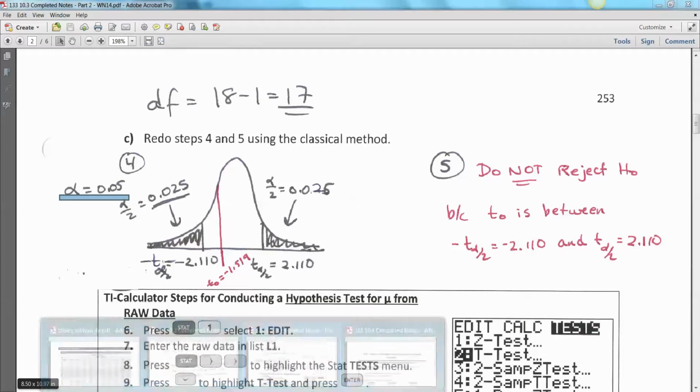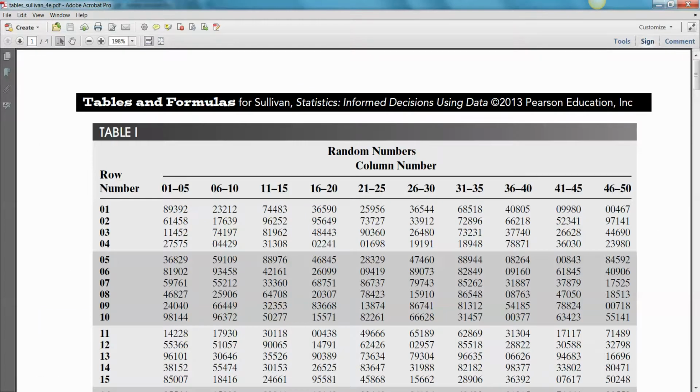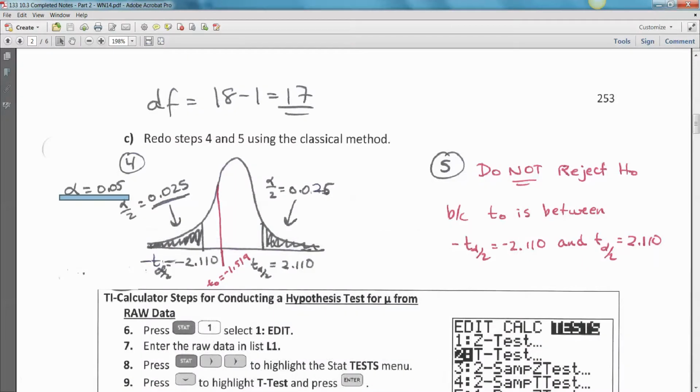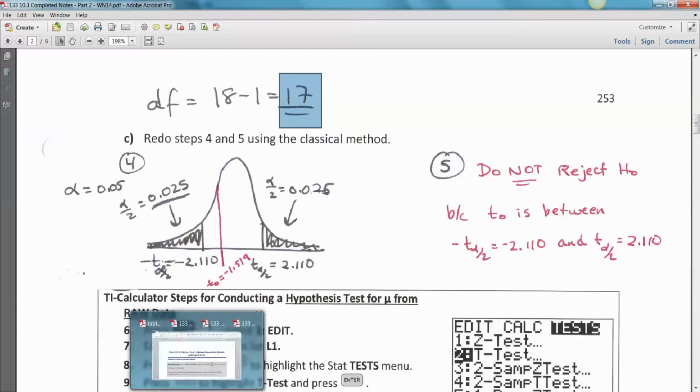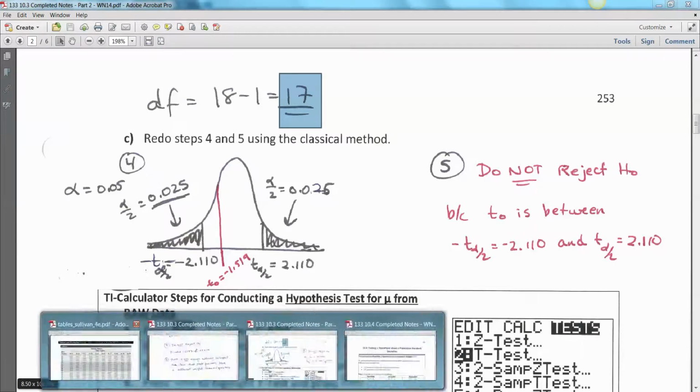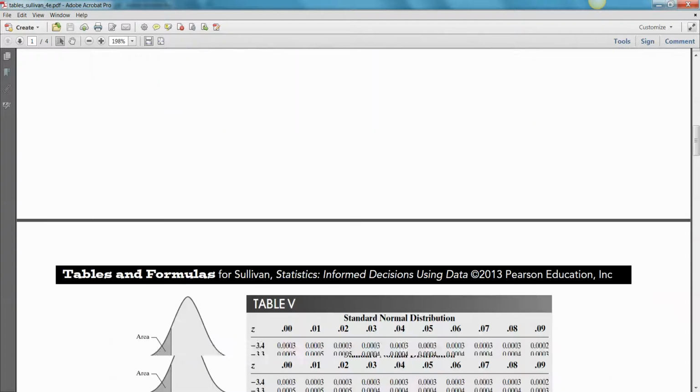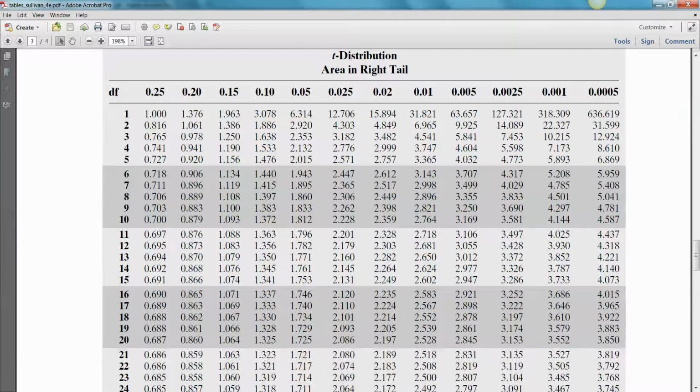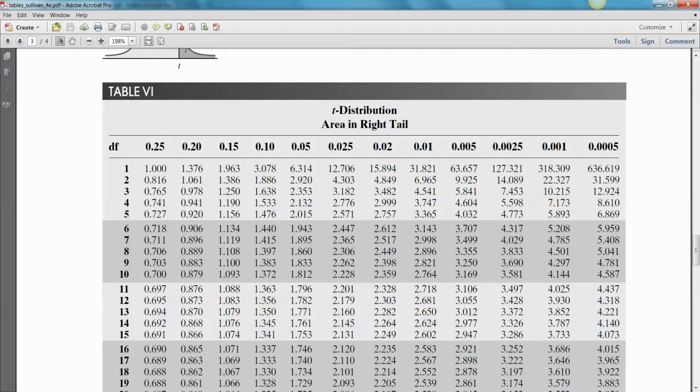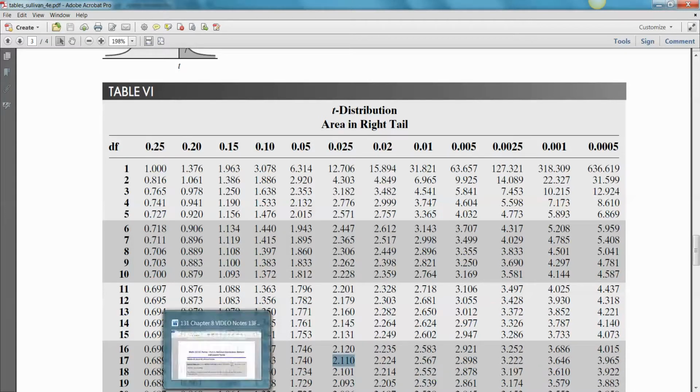So then you could do one of two things. Oh, and don't forget your degrees of freedom is 17, right there. Okay, so you could go to the table that you have, the T table. And you could go to the 0.025 column right here and drop to the 17 row, and there you have it, 2.110. So that's one way to find it.